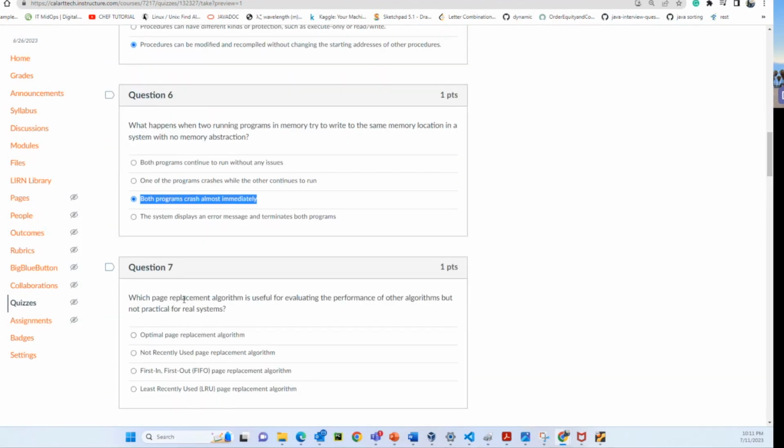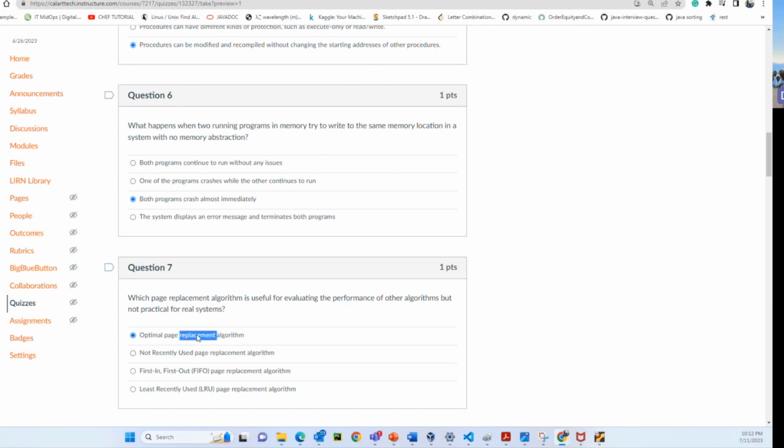Which page replacement algorithm is used for evaluating the performance of other algorithms, but not practical for real systems? That's the optimal page replacement algorithm. This is the right answer for that.